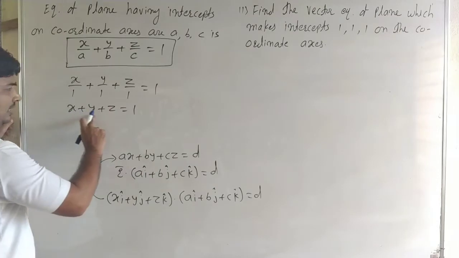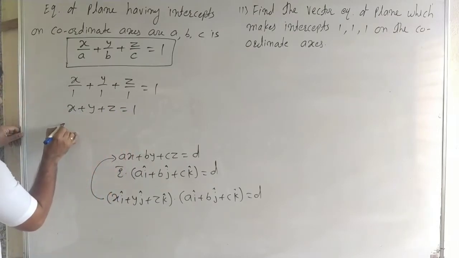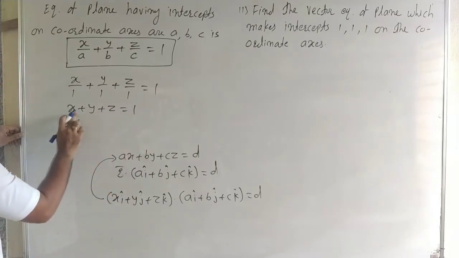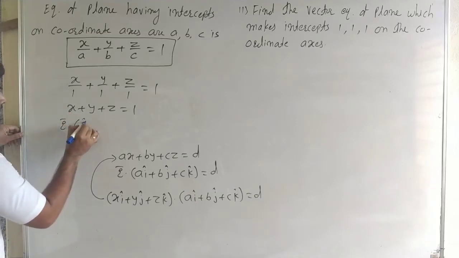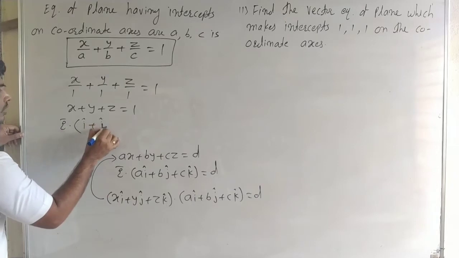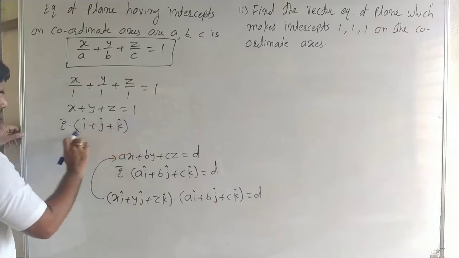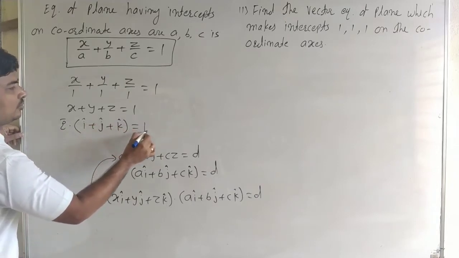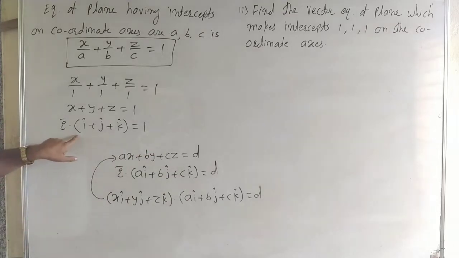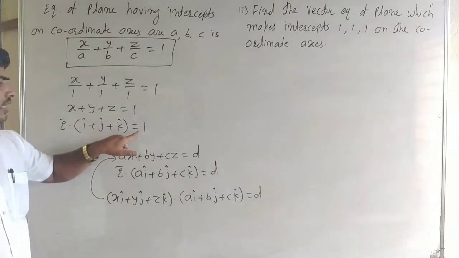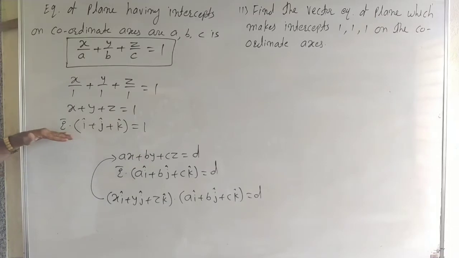Now it is the Cartesian equation of plane, therefore its vector equation is r bar dot, with coefficients of x, y, z being 1, 1 and 1. That means the normal is i cap plus j cap plus k cap, and the equation of plane is r bar dot (i cap plus j cap plus k cap) is equal to 1. It is the vector equation of plane, and the other is the Cartesian equation of plane.